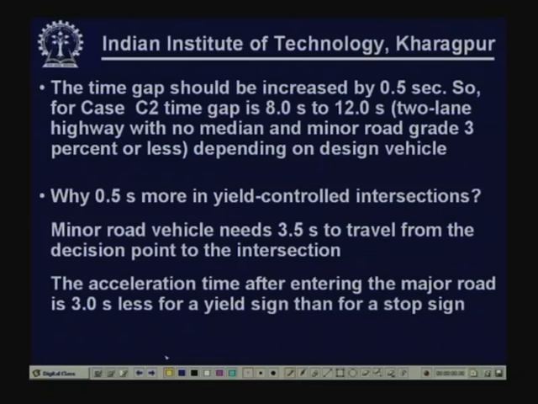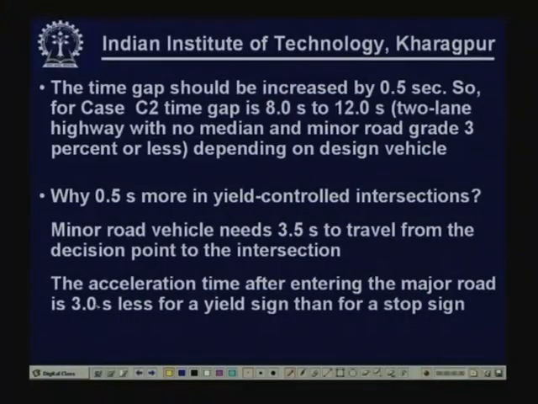This component was not necessary for a stop control intersection. So, this is the additional component which is required for the yield control approach. At the same time, the acceleration time after entering the major road is 3.5 seconds less for a yield sign as compared to that for a stop sign.